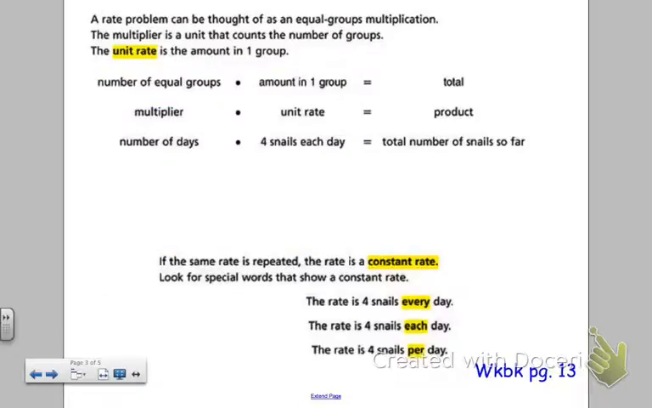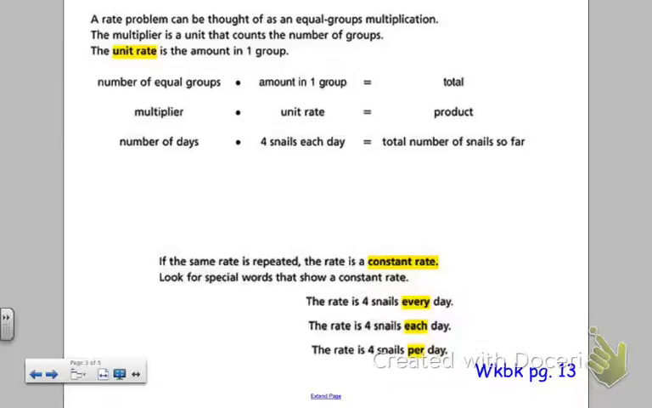Now, here's the bottom of page 13. This is where you see more about the multiplication that I had mentioned. Remember, a rate problem, you can use multiplication for it. It can be thought of as equal groups multiplication. That means you're talking about an equal group of something. In this situation, we're talking about the number of days, right?